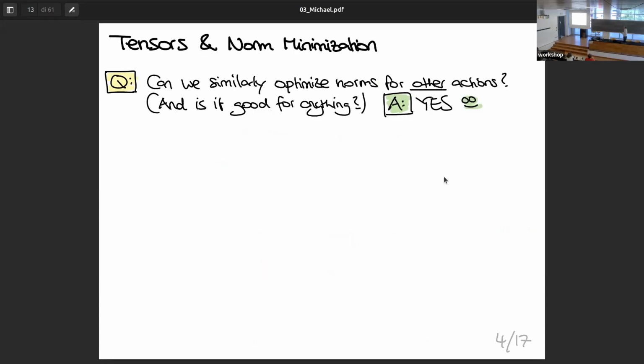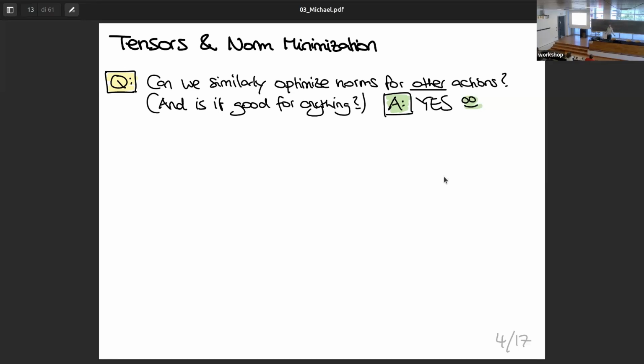Okay. All right. So one question one could ask here is, can we similarly optimize norms for other actions? Here we took as a simple action the tensor action GL_n1 up to n_d on the space of complex tensors, d-tensors in this case. In principle, maybe you can come up with similar iterations for other actions.